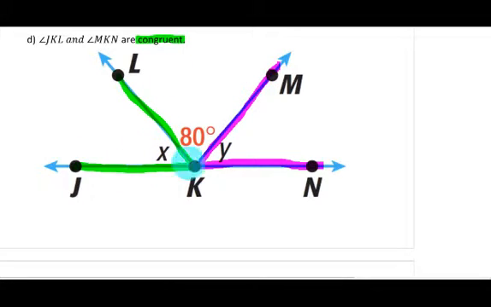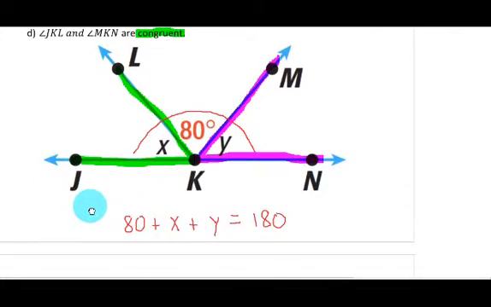Since I have a straight line, JKN, I know that when all of these angles are added up together, they have to equal 180 degrees. It's a half circle here. So when I take 80 degrees and add it to the measure of the angle for JKL, so I'm going to put an x down, and add this value to the measure for angle MKN, so the value for y, it has to equal 180 degrees.